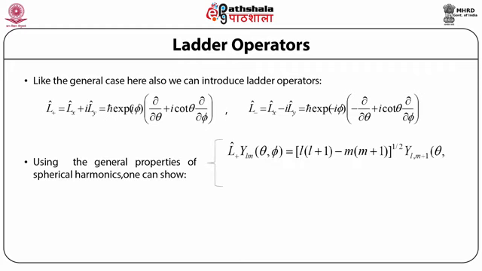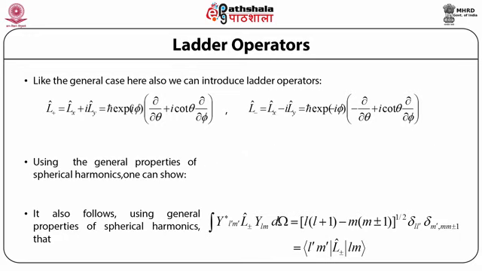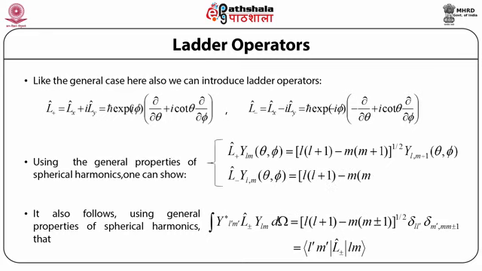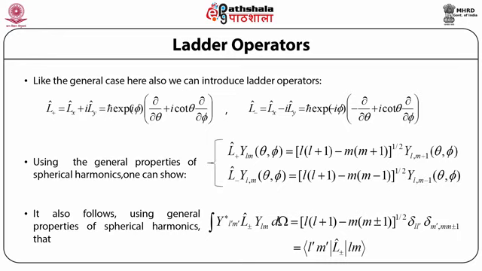And it follows that using the general properties of the spherical harmonics, we can get integral Y star L prime M prime operator L plus acting on Y L M d omega is equal to bracket open L into L plus 1 minus M into M plus 1 bracket close to the power half delta L L prime delta M prime M plus 1, where delta L L prime would give 1 if L is equal to L prime, and delta M prime M plus 1 would give a 1 when M prime is equal to M plus 1.